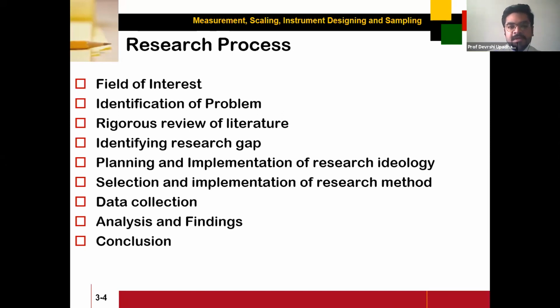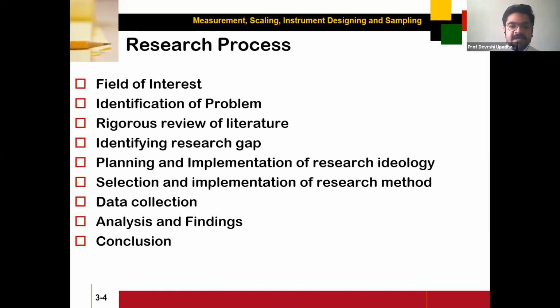The first step of research is a field of interest. Most important thing, because a lot of students and scholars, when I take interviews in PhD vivas and defense vivas, have an interest in finance, but they do research in marketing. They have an interest in marketing, but they do research in production or operations management. They have an interest in HR, and they do research in some other field. The point is that first identify your field of interest, first identify what you want to do.